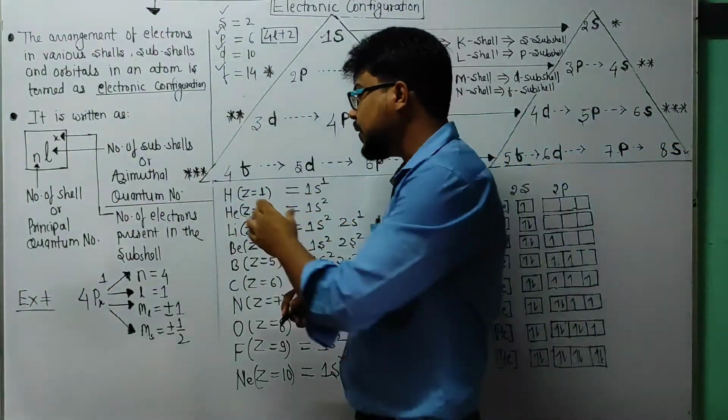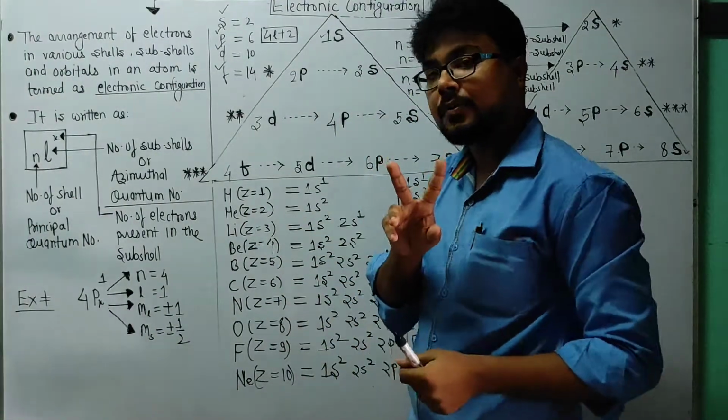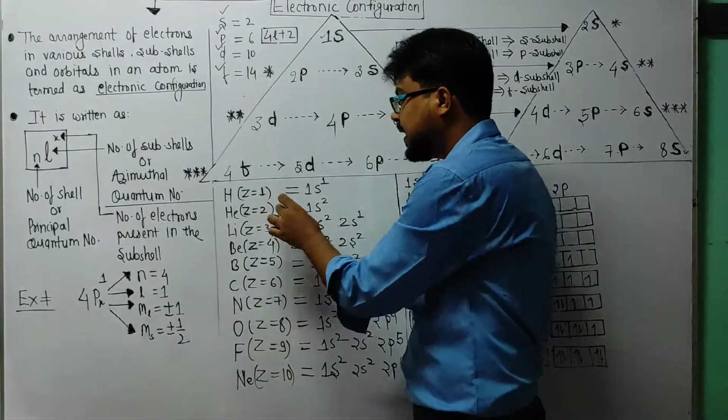For helium, atomic number is 2, means it has 2 electrons. Done? And 2 electrons, it is what?